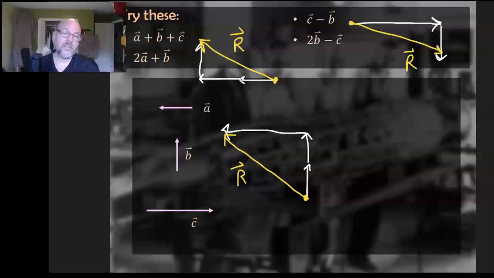This is what we call geometric addition, or we're just using geometry to perform the addition. It's very limited. There's not a lot that you can do with this, but it helps you get an idea of what we're doing when we're talking about vectors.